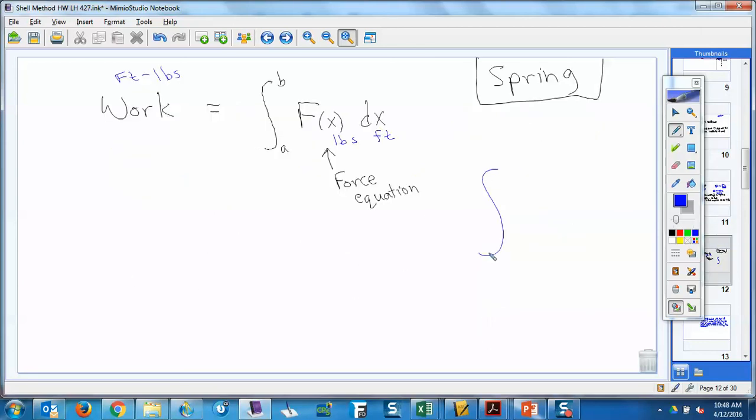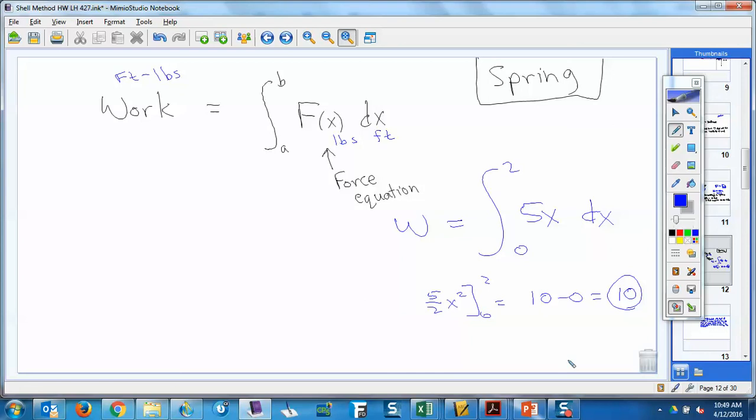And then we would go in our integral. We would put in 5x, which is our pounds, our dx is our feet, and the integral would go from what to what? 0 to 2. Exactly. 0 to 2. Go ahead and type that into your calculators. Is that right? 10 foot-pounds of work.